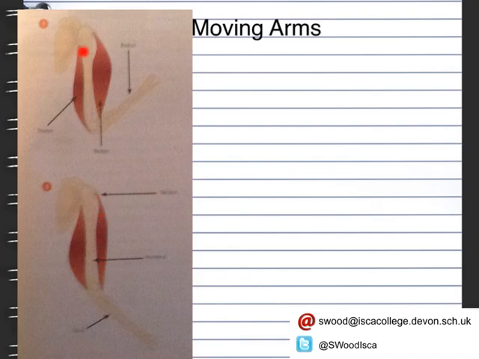And then when you hold your tricep, when it's up tight, when you've pulled your arm up to your shoulder, it's long and stretched, and then when you straighten it, it's contracted.